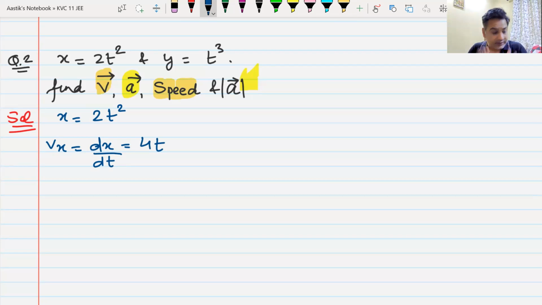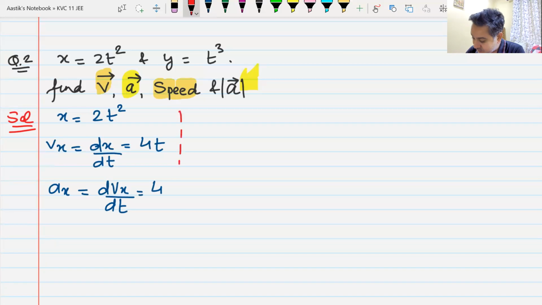So I'm just solving it as x-axis. Now, if I differentiate it once more, 4t, 4 comes out, derivative of t. This is derivative of vx with respect to t. So I get 4 here.